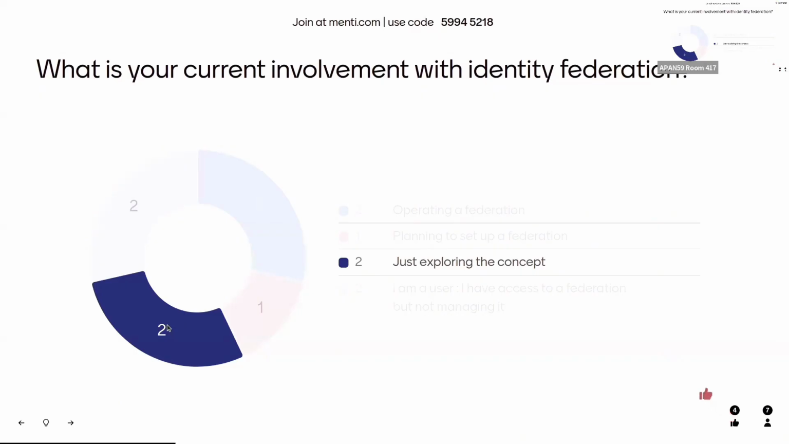So we have, I'd say, a quite balanced audience here. But we have at least one answer: someone is still planning to set up a federation, and two are just exploring the concept. So if you would like to ask any question right now, or for example, those who are planning to set up a federation would like to share some ideas or challenges that they are facing right now, or any other questions they might have in the journey to set up the federation, please go ahead.